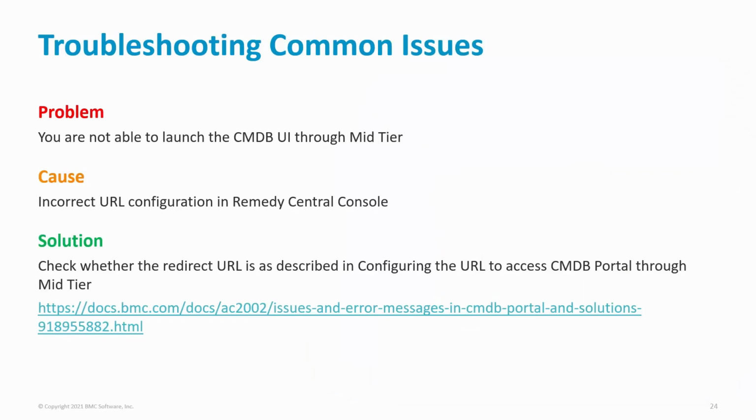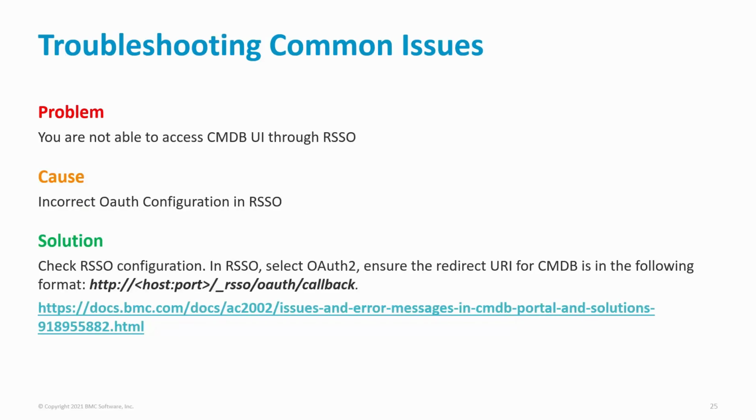One of the most common problems you may encounter when using the CMDB portal is actually launching it. There are two methods to open the CMDB portal. One is through the mid-tier, and the other is the direct URL. If you're not able to launch the CMDB portal through the mid-tier, the most common cause is an incorrect URL configuration in the Remedy Central console. To resolve this problem, check whether the redirect URL is correctly defined in the Central Configuration console. If RSSO is integrated, it usually means there's an incorrect auth configuration. To resolve this, check the RSSO configuration in the RSSO admin console in the OAuth 2 section.